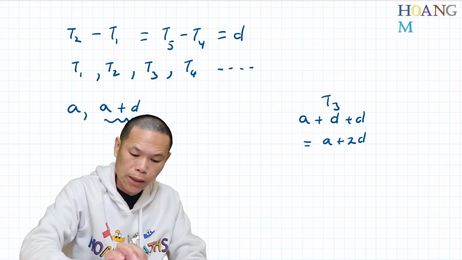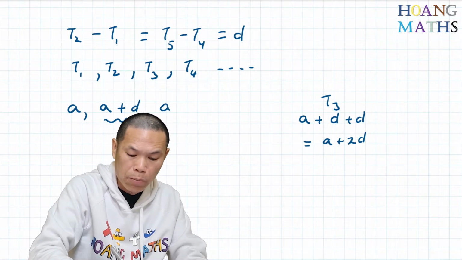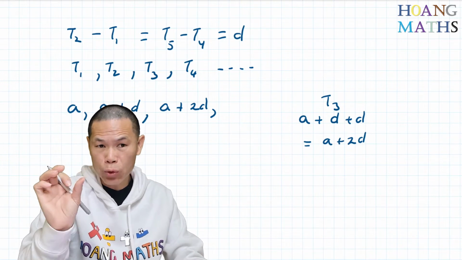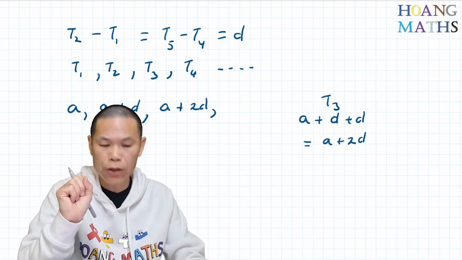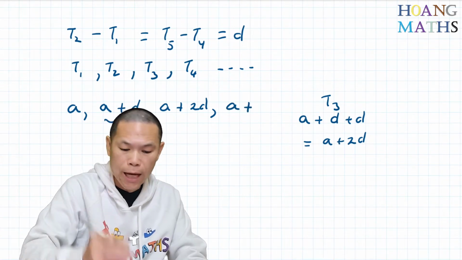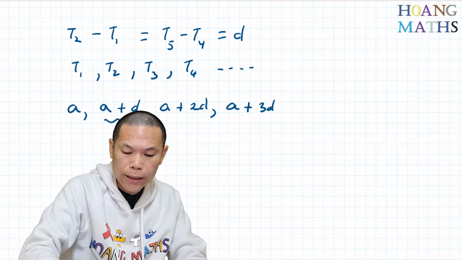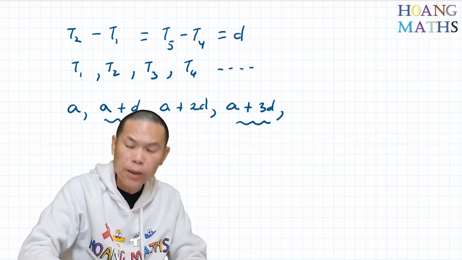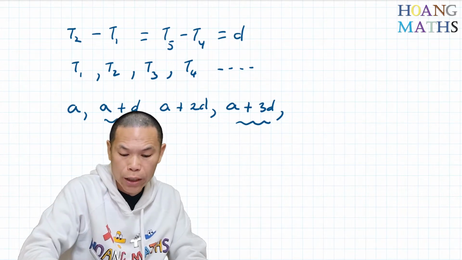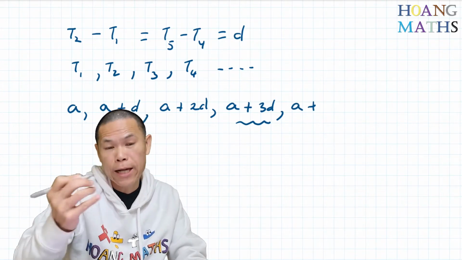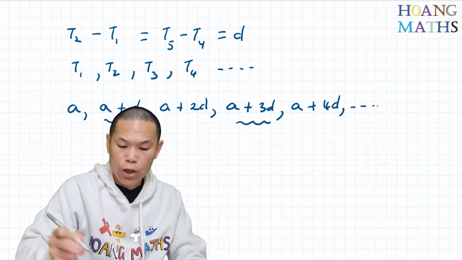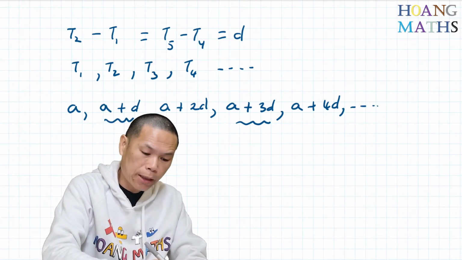Let me just clear this. So this term here is A plus 2D. And term 4 is equal to term 3 plus D, because the common difference is D. So that is A plus 2D, and we add another D, which is 3D. And the next term, we add another D, because the common difference is D. Keep that in mind. So A plus 3D, add another D, that becomes 4D, and so on.